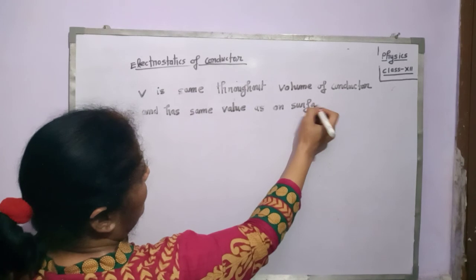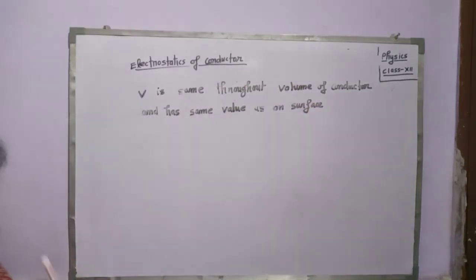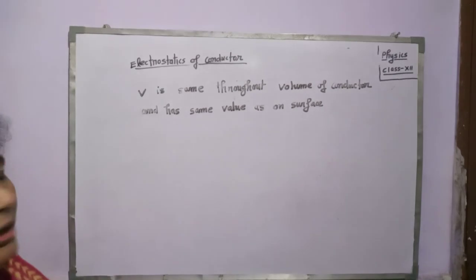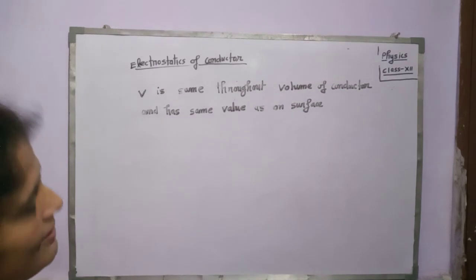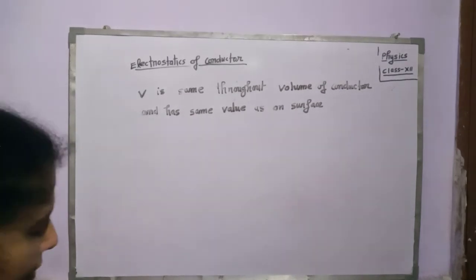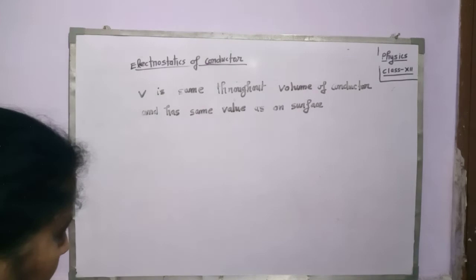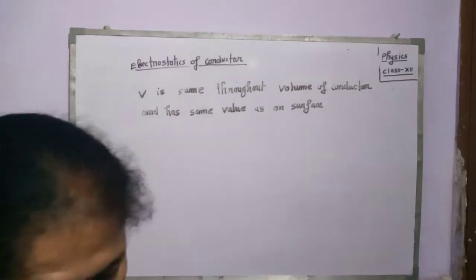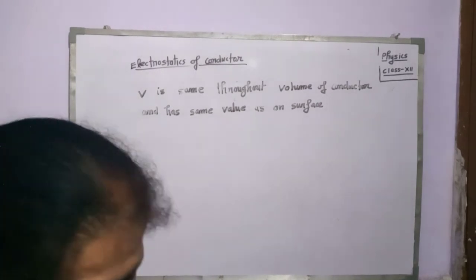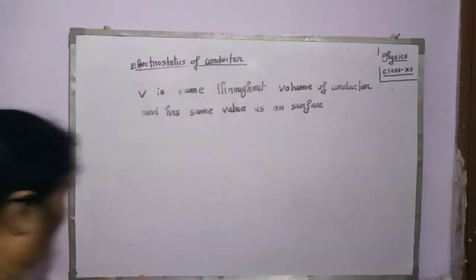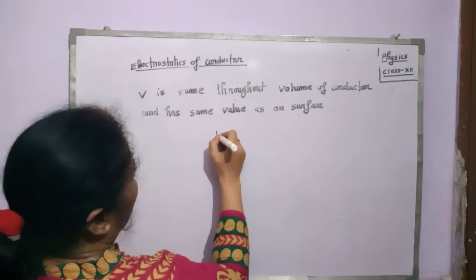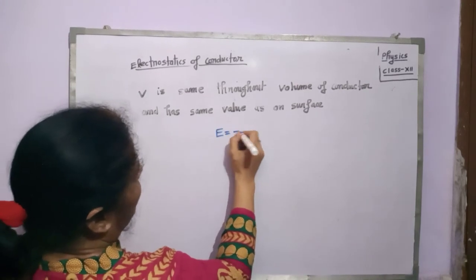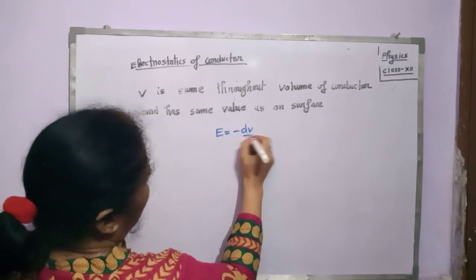That means electric field is 0 inside the conductor, but electric potential is not equal to 0. It is constant inside the conductor as well as on the surface. Its value is the same. How can you prove this one? Now, as yesterday we have learned, the value of E is equal to minus dV upon dr.